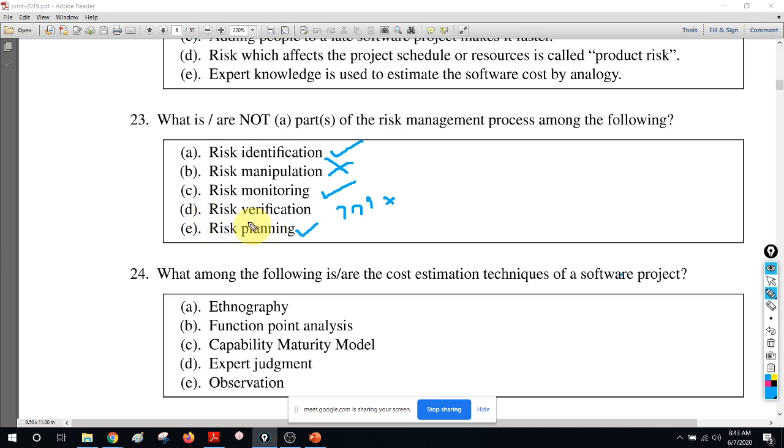So remember, risk verification is not a major task. There is no major task like that. Therefore, they have taken it as a wrong answer. Answer is B and D. Okay, right. 24.